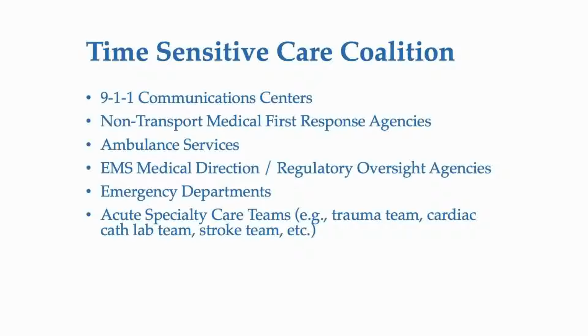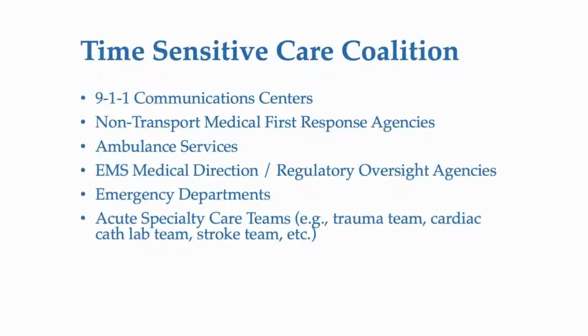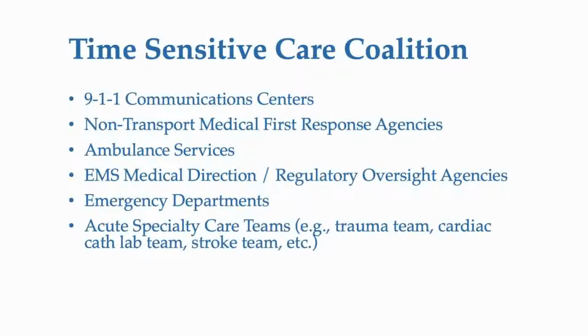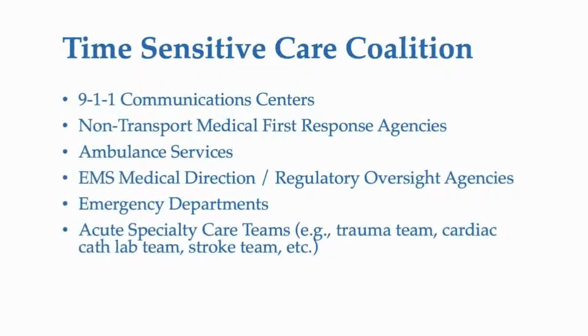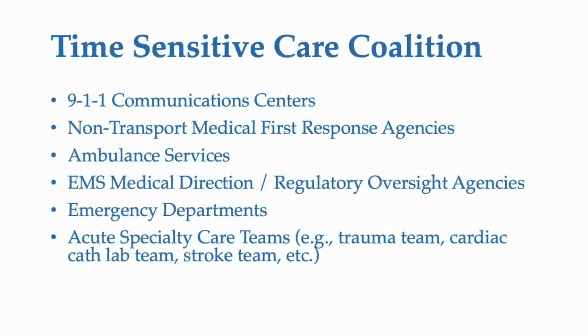We should try to come to an agreement with all of the executive-level decision-makers in the room that they will establish a group that will regularly meet for systems-level coordination and QI. This will be the venue where issues in high-risk, time-sensitive care are addressed collectively at a systems level for the benefit of the patients and communities that their organizations serve. This group will, in essence, become a coalition. It should have representation from 911 communication centers, non-transport medical first response agencies, ambulance services, EMS regulatory and medical oversight agencies, and hospitals to include their emergency departments and acute specialty care services.